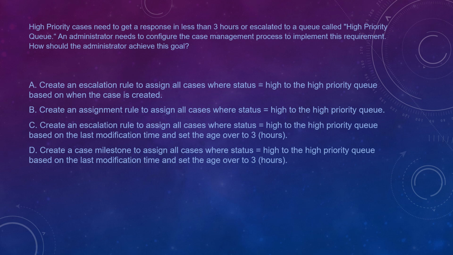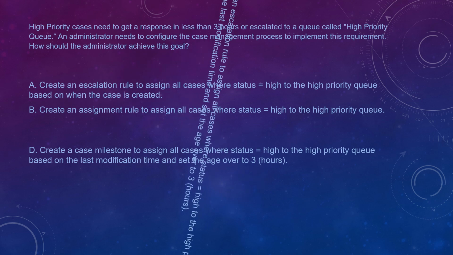So we know that we need to set up a queue for high priority, and if it's not touched in 3 hours, it needs to escalate, and so C is the best answer for this.